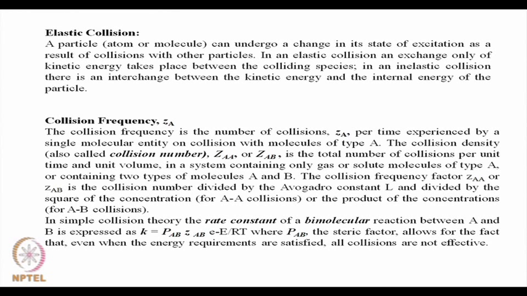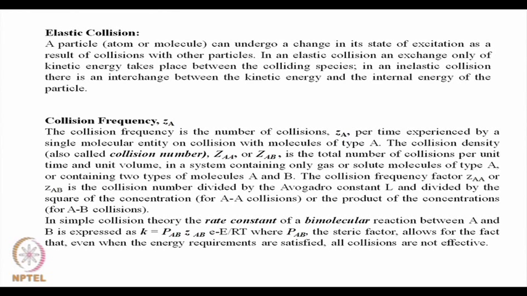In simple collision theory, the rate constant of a bimolecular reaction between A and B is expressed as rate constant k = P_AB z_AB e^(-E/RT), where z_AB is the collision frequency factor and P_AB is the steric factor, which allows for the fact that even when energy requirements are satisfied, all the collisions are not effective.